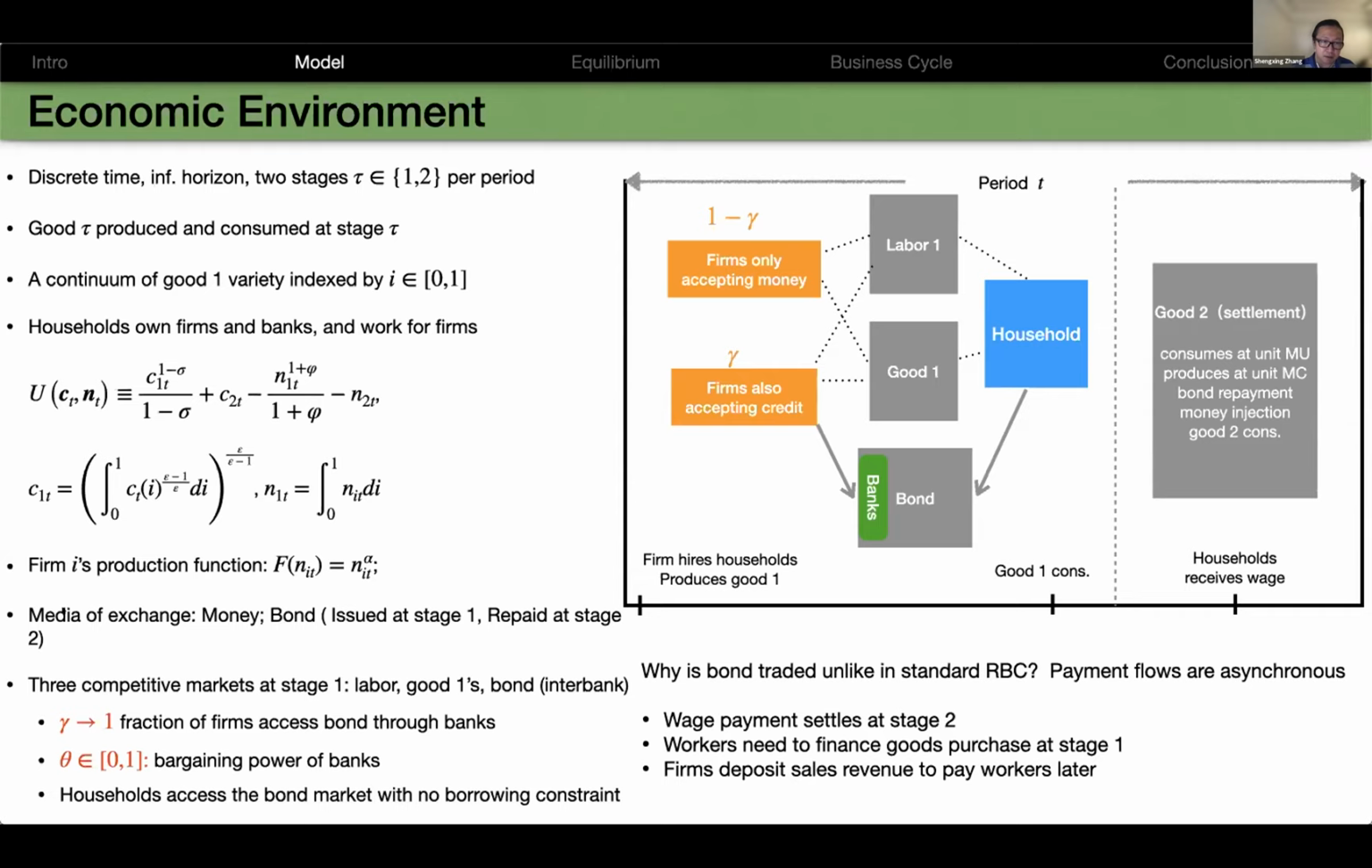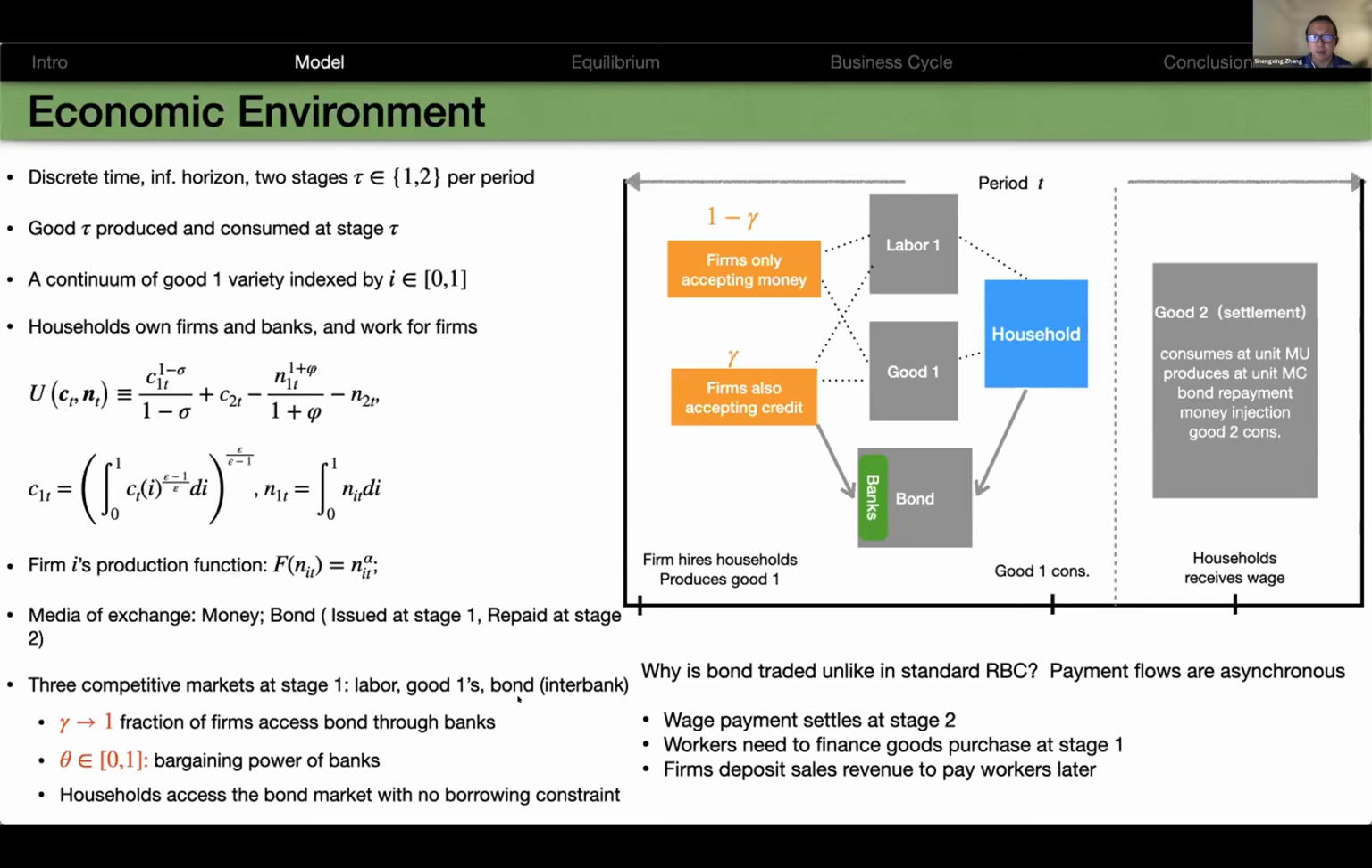Then what we do is introduce payment friction. We say there are two types of medium of exchange, potentially fiat money and an intra-period bond. The bond is issued at stage one to implement payment at stage one, then it will be repaid within the period at stage two. A bond is just a claim over one unit of stage two good. At stage one, there'll be three competitive markets: the labor market, where the household supplies labor and the firm hires labor, the competitive goods market, and a bond market. So for a household, there's no friction whatsoever.